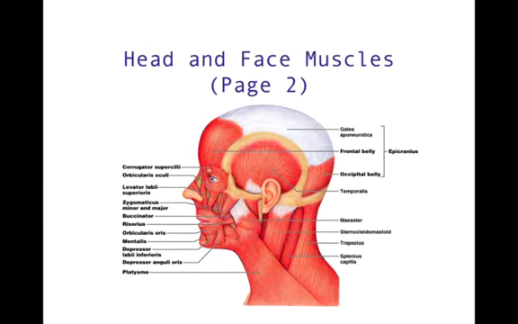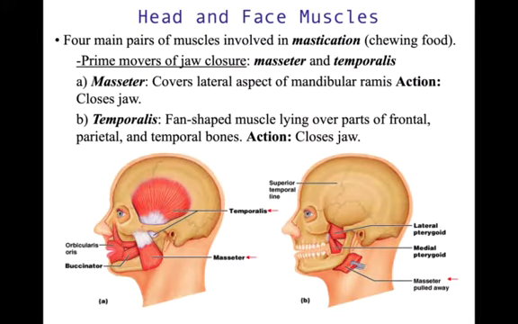All right, so we're starting on page 2. We're looking at the head and face muscles. The prime movers of jaw closure, which is mastication, chewing food, are the masseter and the temporalis muscle. Here you can see what's called the temporalis. It's a fan-shaped muscle on the side of your head. This helps close the jaw. The second muscle we talk about here is the masseter muscle. Masseter, masticate.